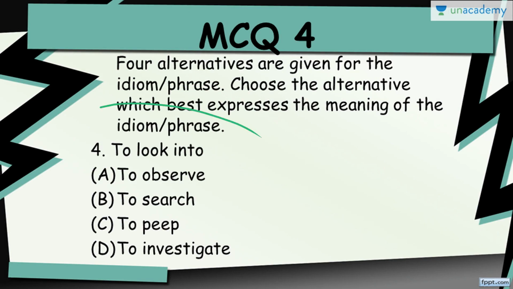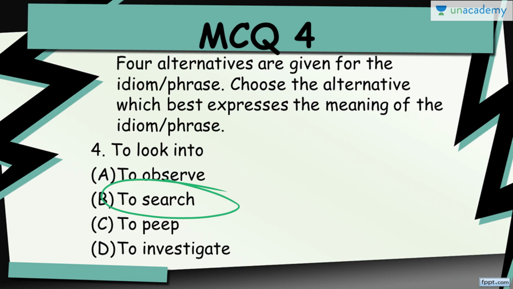So to look into means you are investigating something. You are investigating some cases, then you are looking into some cases. For example, CID is looking into some cases, right? All the rest of them are also very near to it. Like to observe, one can say that this could be the correct one, but observation is not looking into something. Searching, it's again not looking into, it's looking for something.